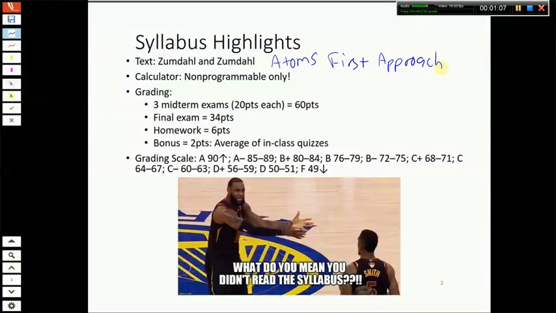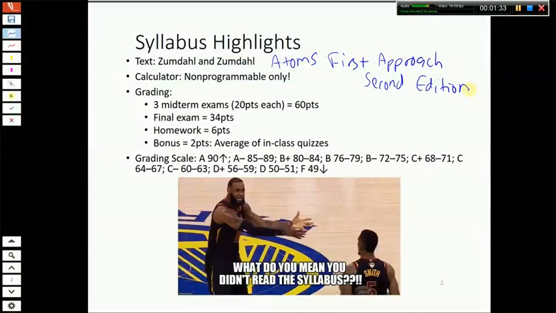But anyway, if you get it at the bookstore, but if you find it online somewhere else cheaper, or you inherit one from someone else, any Atoms First approach by Zumdahl and Zumdahl Second Edition will match up well with what we cover in class. So second edition especially. First edition is okay. It's just going to be a little bit different order or page numbers and things if I ever refer to that.